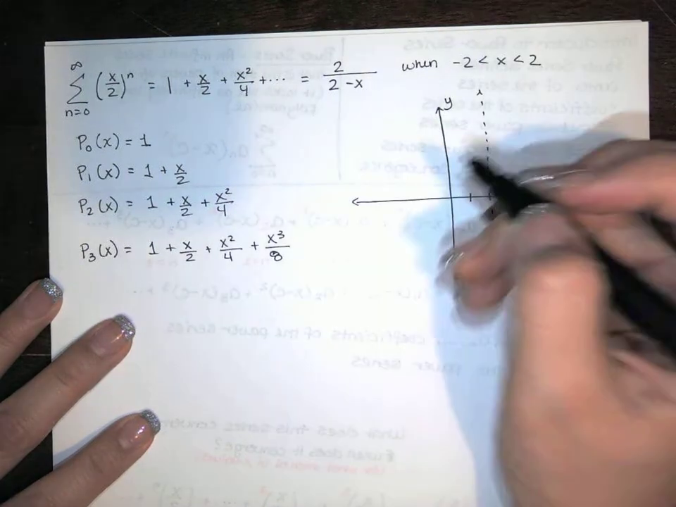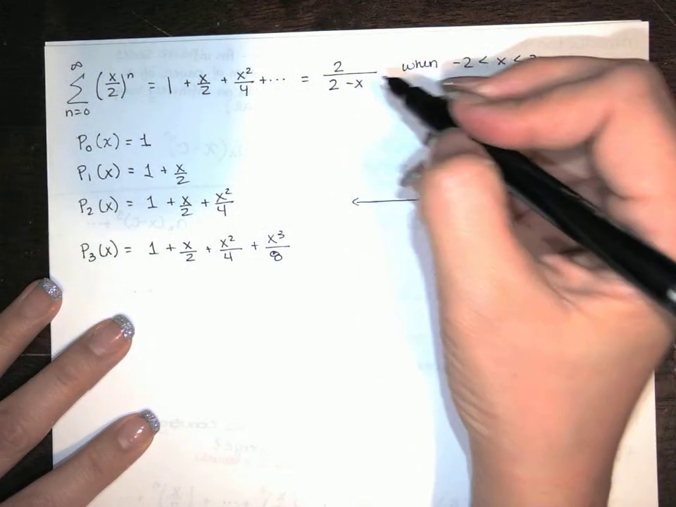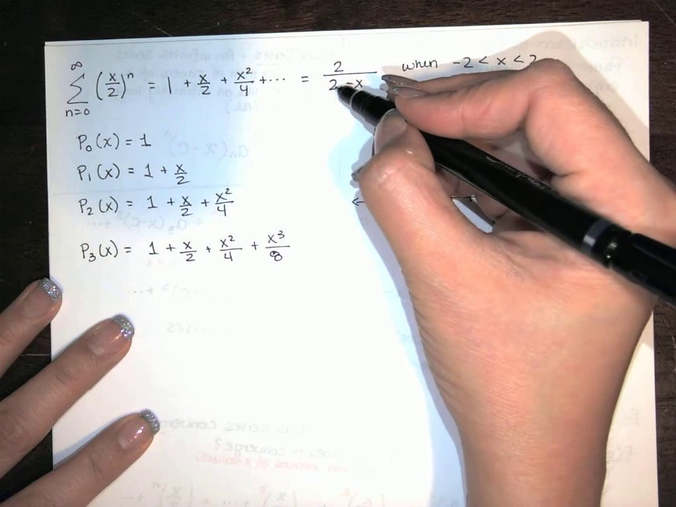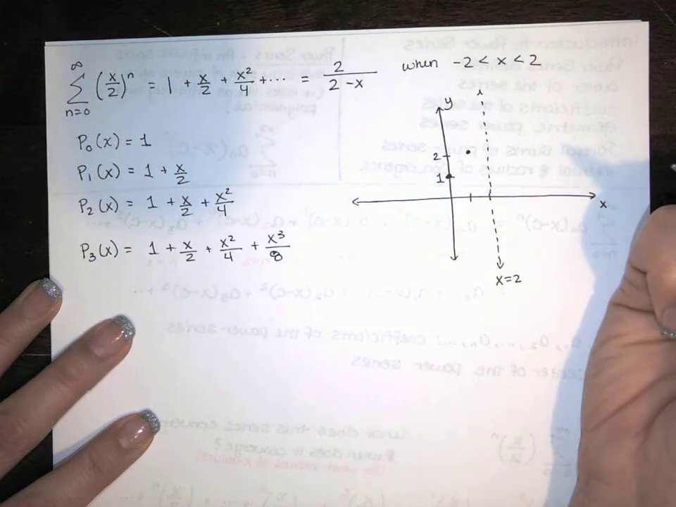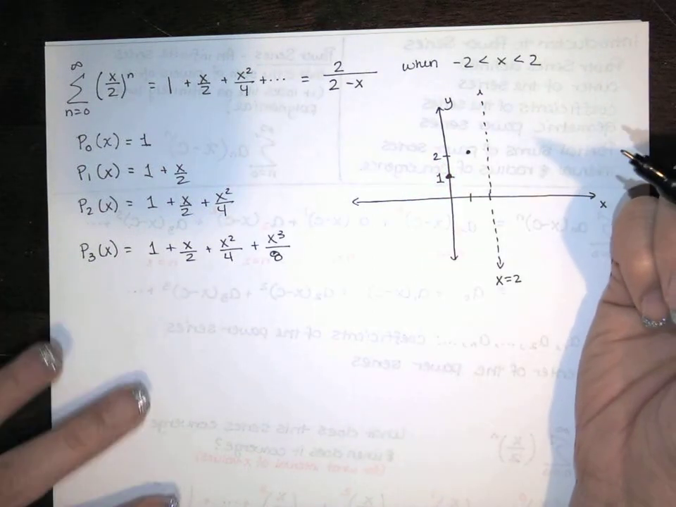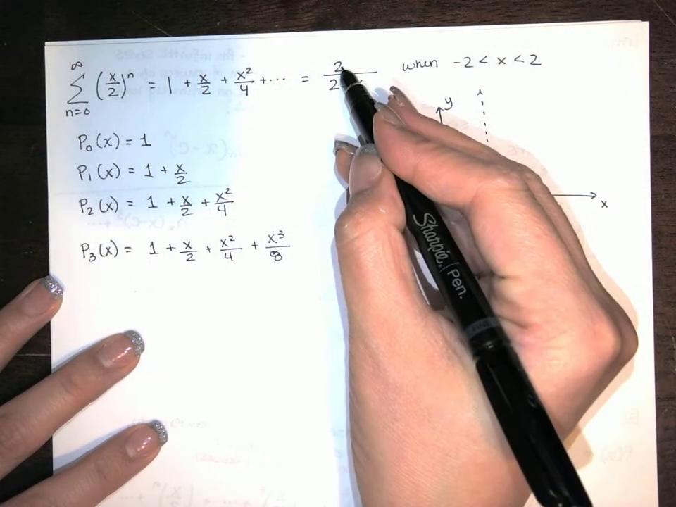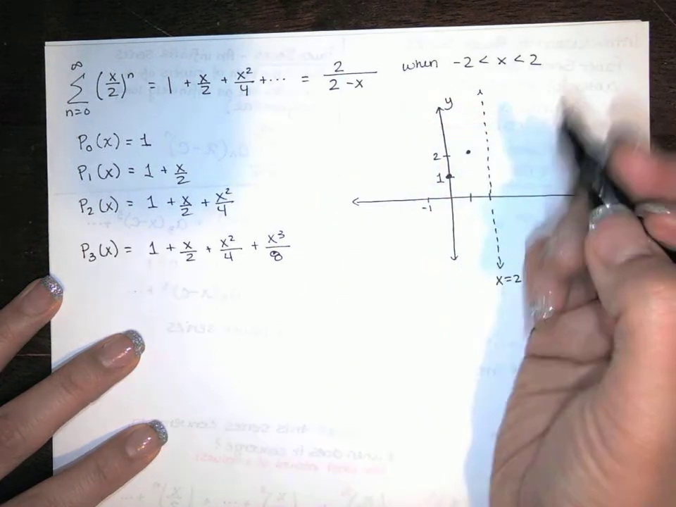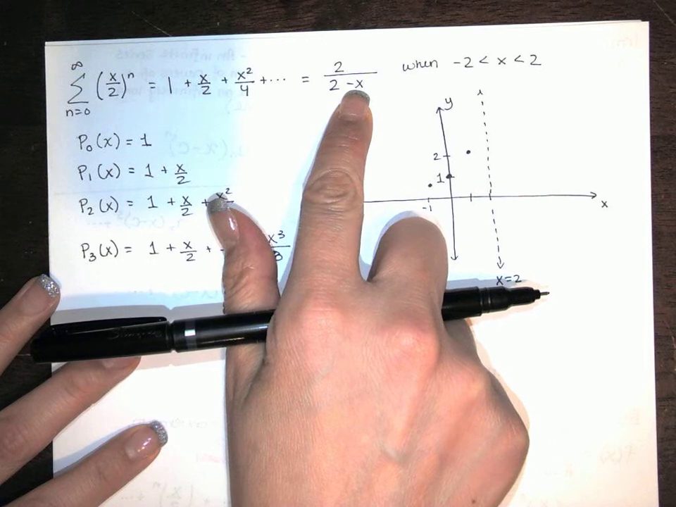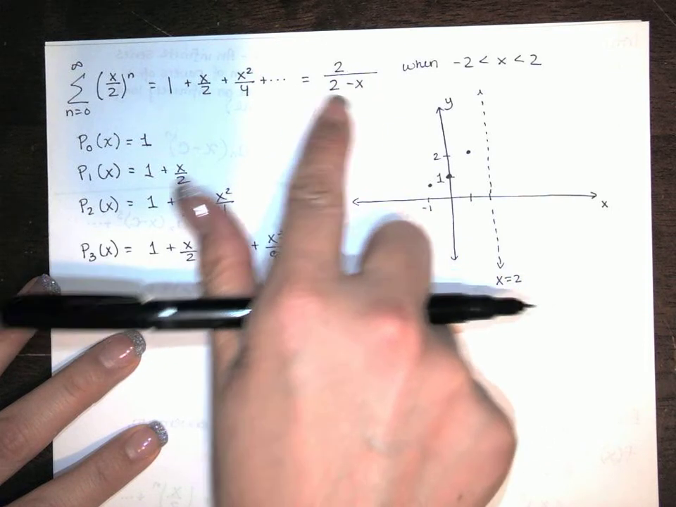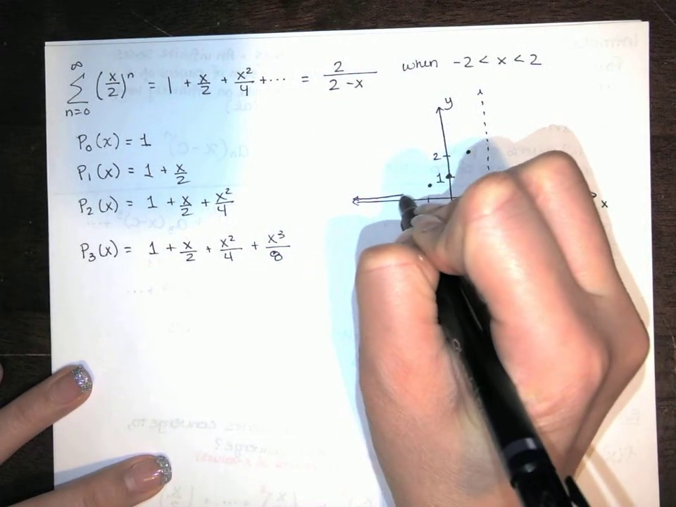When x is 0, y is 1. When x is 1, what do we get? When x is 1, we've got 2 over 2 minus 1. 2 minus 1 is 1, so we get 2. Okay. When x is negative 1, what do we get? Well, 2 over 2 minus negative 1, that's 2/3. And as x goes to negative infinity, this is going to be a large positive number. 2 over a large positive number is a small positive number, so this has an asymptote like this.